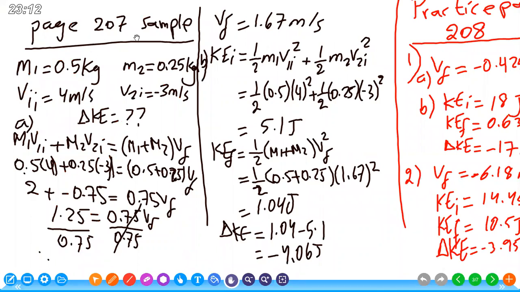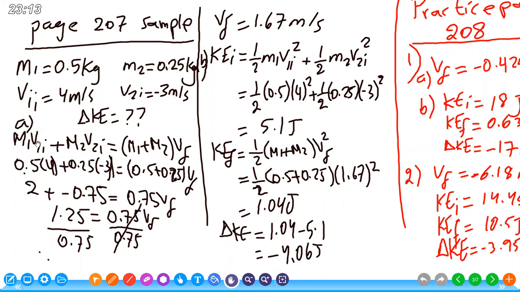So here, page 207, we are in page 207. M1 is 0.5 kilogram, M2 is 0.25 kilogram. We said V1 initial is 4, V2 initial is -3. First of all, I have to find V final. Why? Because I use it here. Okay, I need it here. So I have to find the V final.